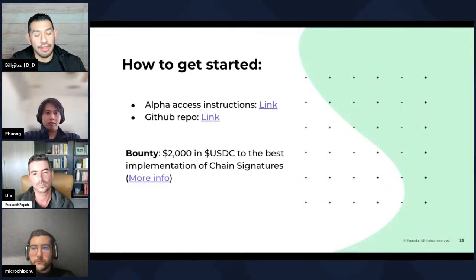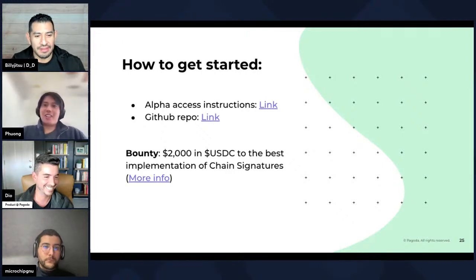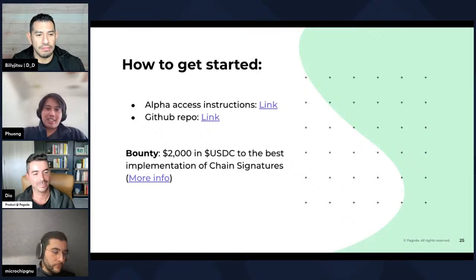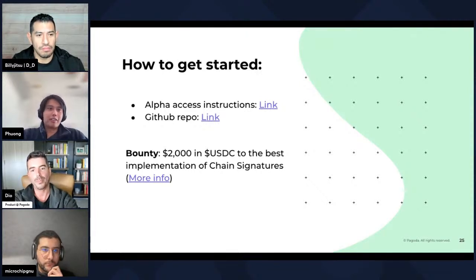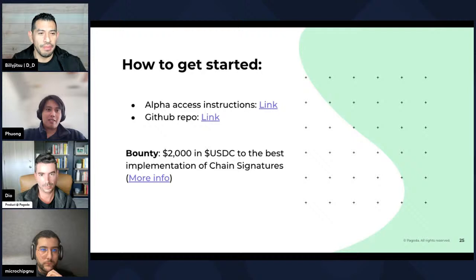But for those that are curious about the stack, is it JavaScript based, TypeScript requirements? What's the stack look like? Phuong, you want to take this one? Yeah. So the stack can be whatever you want it to be, because what you're doing is just trying to generate a signature. All you need is a NEAR client right now to send a transaction to a smart contract, and it'll eventually respond back with that signature. And you just need to fetch that signature. So that can be whatever tech stack you choose. Nice. So pretty open to anything, right?